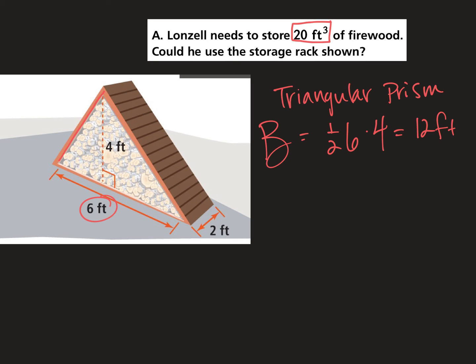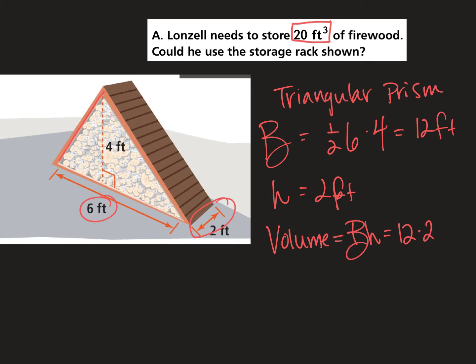And then the height this time, because it's turned on its side, my height is 2 feet. So this one, the volume, remember, that's area of the base times the height. My area of the base is 12. My height is 2. So that's going to be 24 feet cubed. Because I have 3 dimensions. I have 3 numbers I'm multiplying: length, width, and height. And so that's going to give me cubic feet instead of feet squared. So this will be 24 feet cubed.